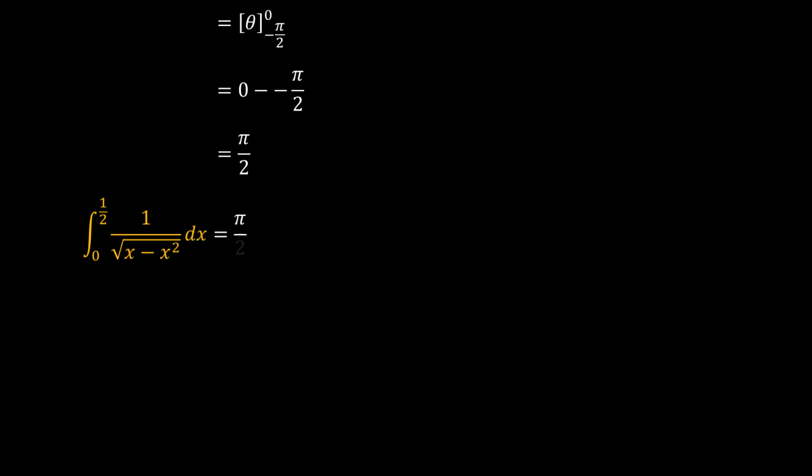So the integral from x equals 0 to x equals a half of 1 over the square root of x minus x squared is equal to pi over 2, and that is the answer that was required of us.